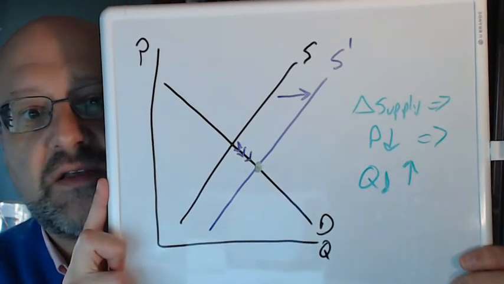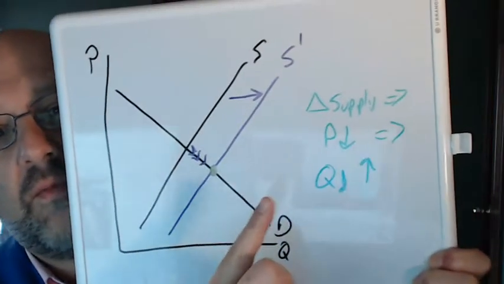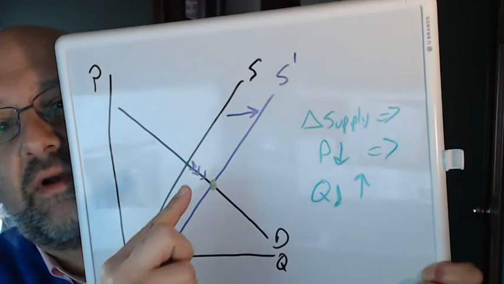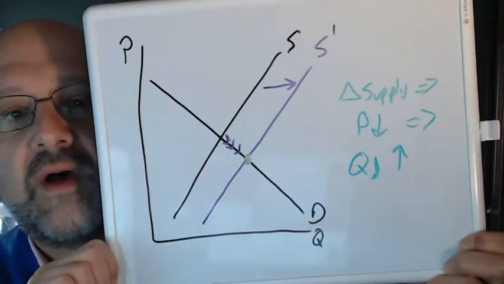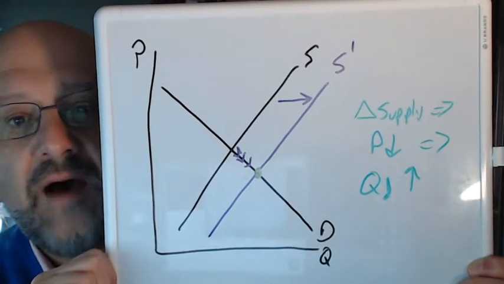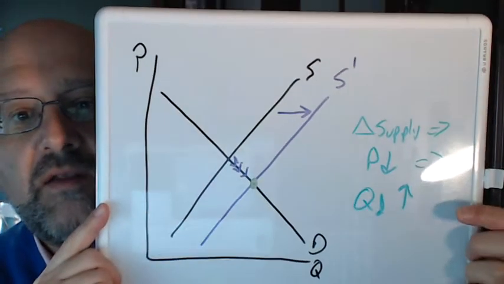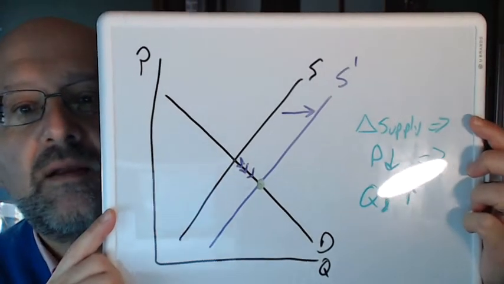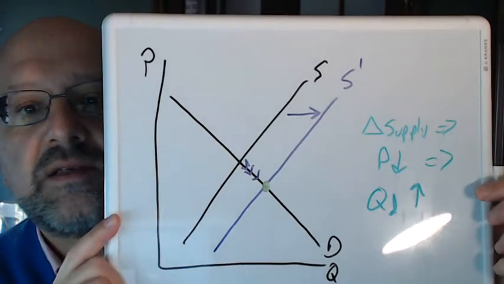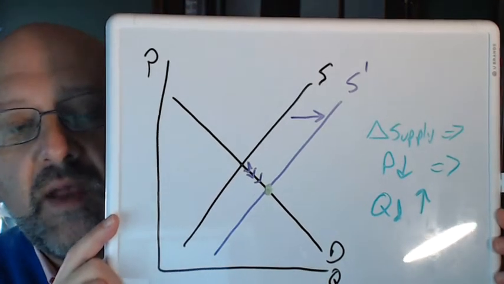Notice that the price begins to fall. And notice that we're moving along the demand curve here, down to the right. It's hard to do on the camera, right? And as we move down the demand curve, it's the quantity demanded that changes. So an increase in supply pushes down the price, and that increases the quantity demanded.